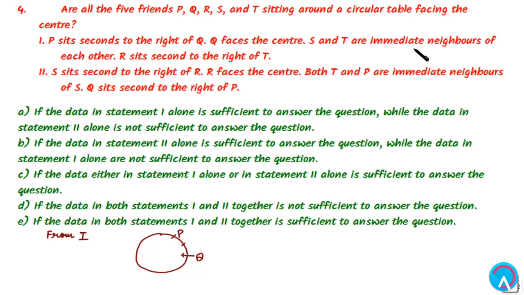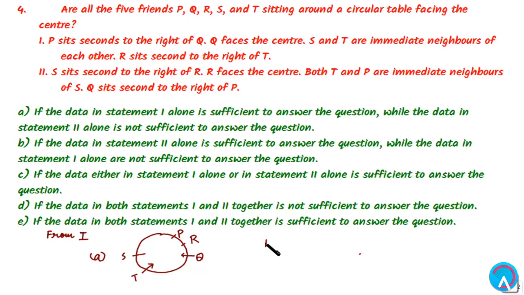S and T are immediate neighbors of each other. So this will be the position of S and this can be the position of T. It is also given that R sits second to the right of T. Now only one position is left and that is this position, so this will be R. And here R can only sit second to the right of T if T is facing towards the center. So this is, let's say, case A from 1.